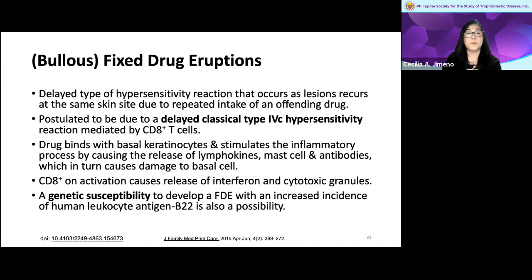These bullous fixed drug eruptions are again due to a delayed, classical type 4C hypersensitivity mediated by the CD8 T cells, where the drug binds to the basal keratinocytes and stimulates the inflammatory process by causing the release of lymphokines, mast cells, and antibodies, which in turn cause the damage to the basal cells. And again, there seems to be a genetic susceptibility to develop FDE because of this HLA-B22.